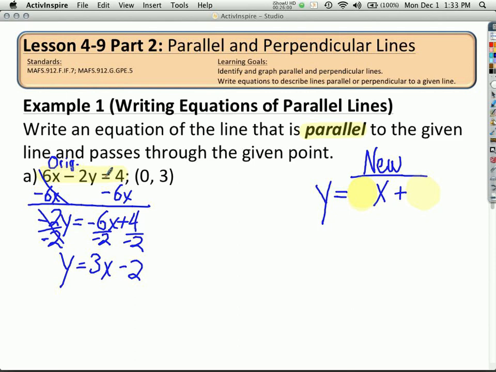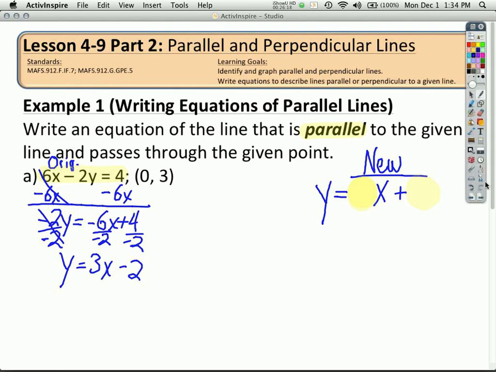Emily? 3. It's 3. So we already know that the slope is 3, which means when we write our new equation, we're going to write a 3 right here. But I told you not to do this, right? I didn't want you to do that. Because we're going to do it using the advanced method since we're mostly advanced. Okay? So let me back up here a little bit.